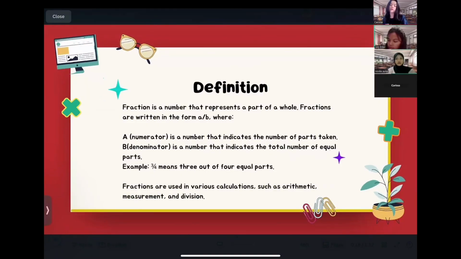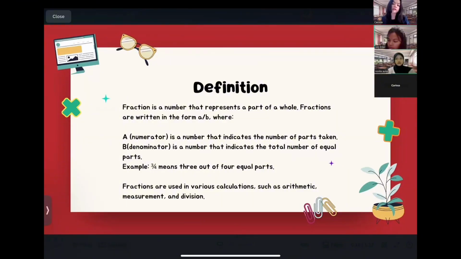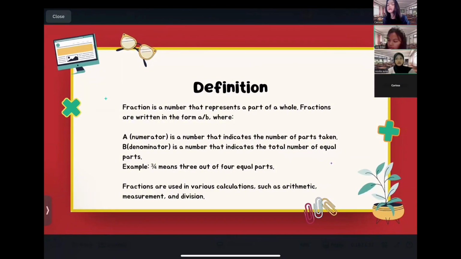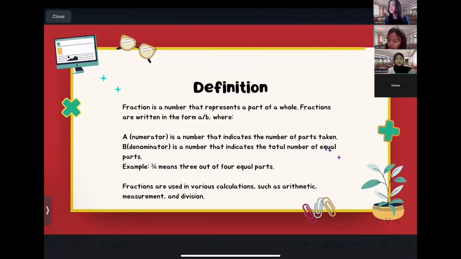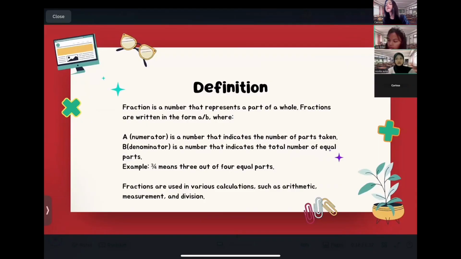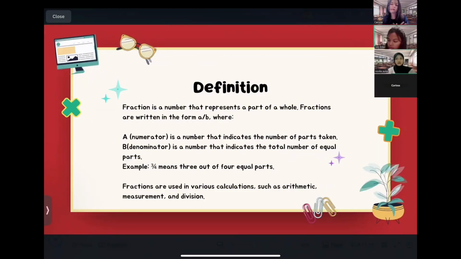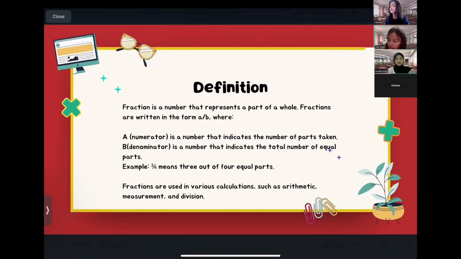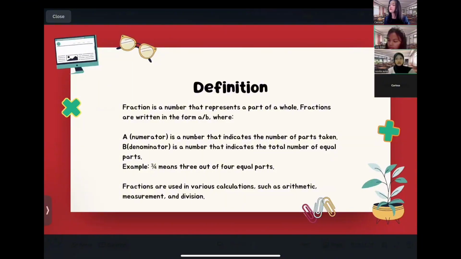Now, in fractions, we have 2 factors that we need to pay attention to. These 2 important factors are, firstly, the numerator. So what is a numerator? A numerator is the part that is taken or that we consider. And then we have the denominator. What is the denominator, Miss? It is a number that indicates the total number of equal parts, meaning it indicates the whole thing. For example, right here, we have 3/4, which means 3 out of 4 equal parts.